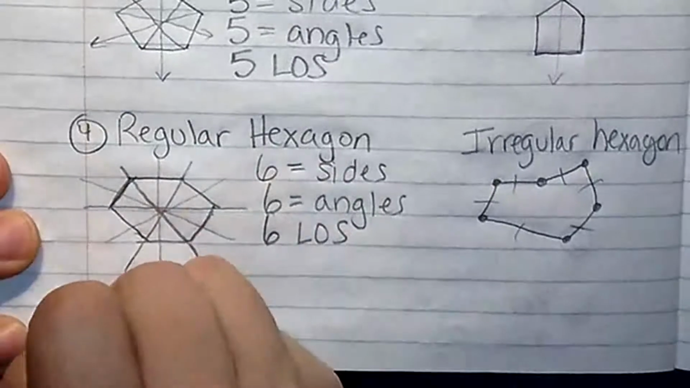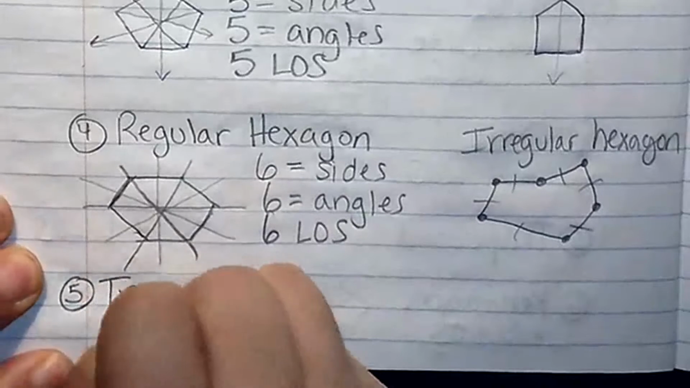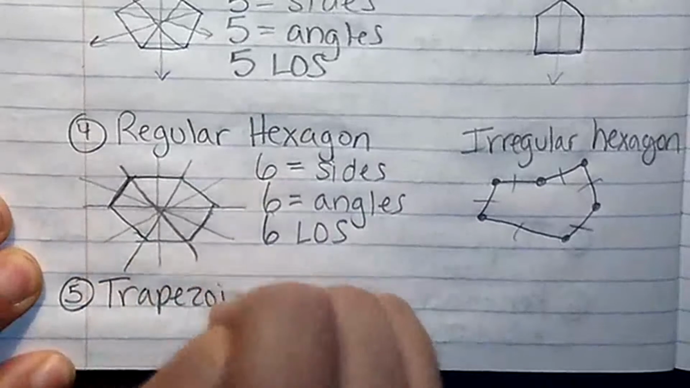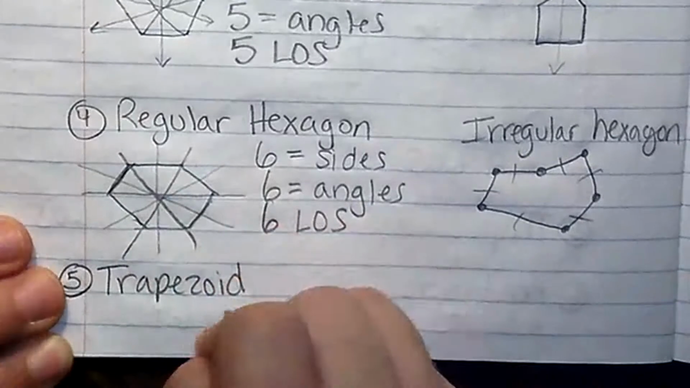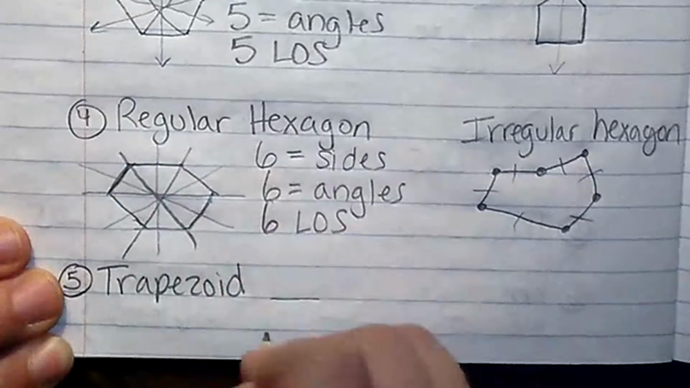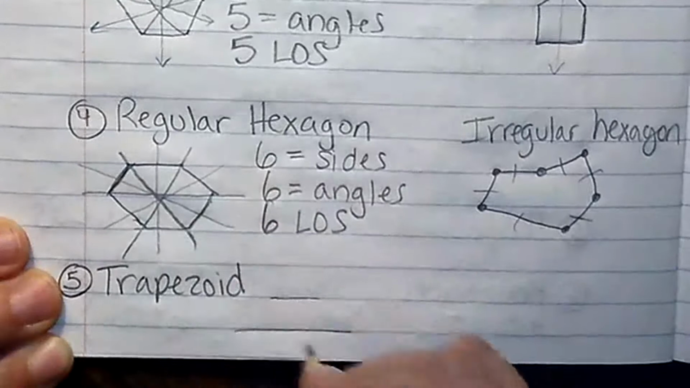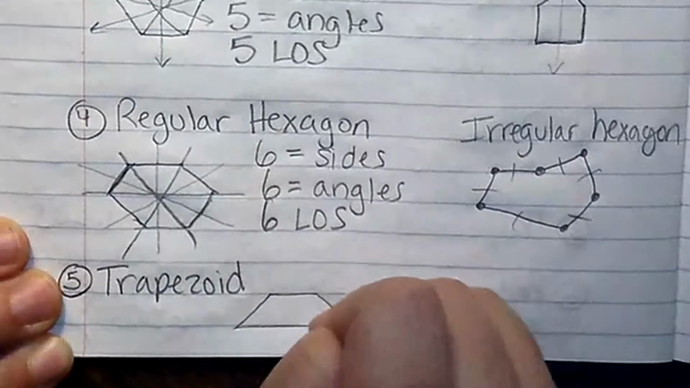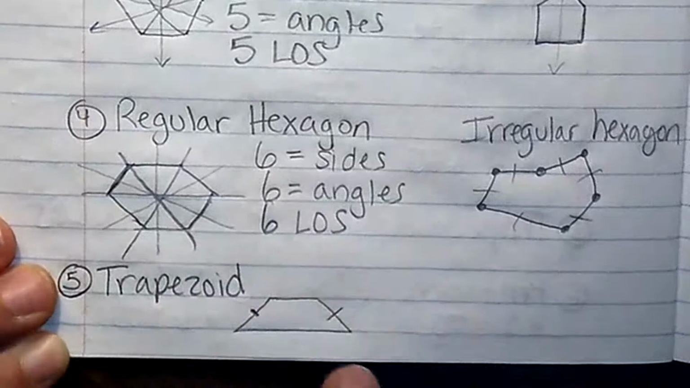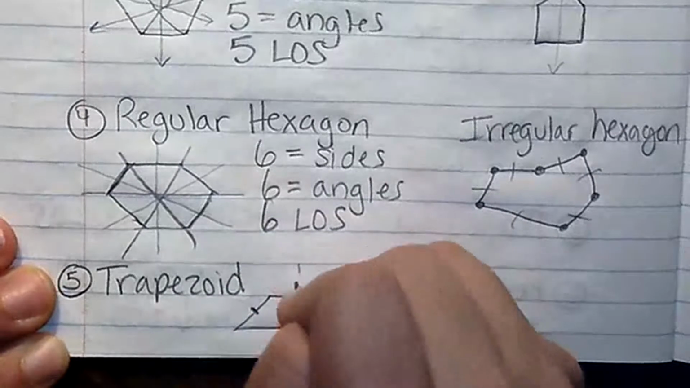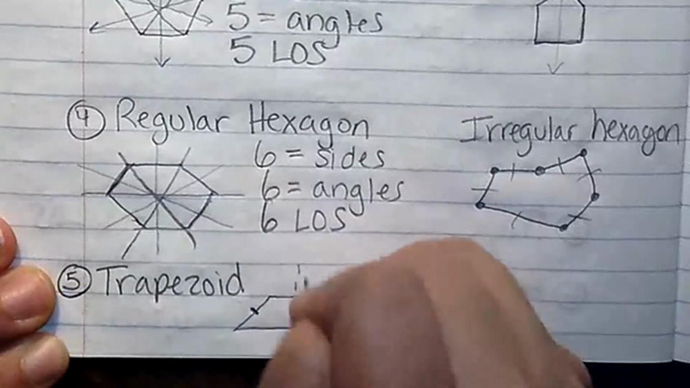Lastly, let's talk about 2 types of trapezoids. A trapezoid, similar to the one we drew yesterday, short line on the top, longer line on the bottom. We connect the sides. This side equals that side. This has a line of symmetry right down the center.